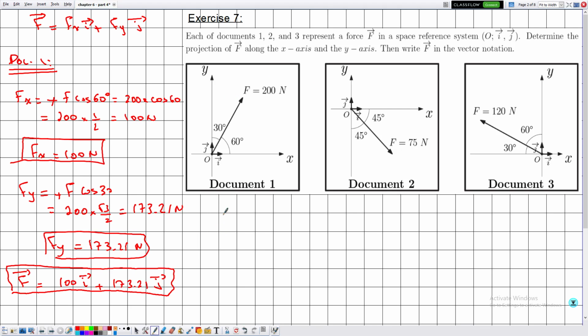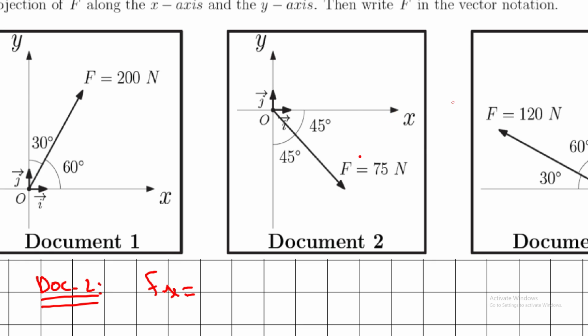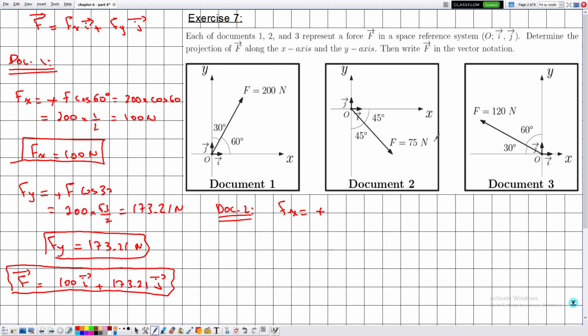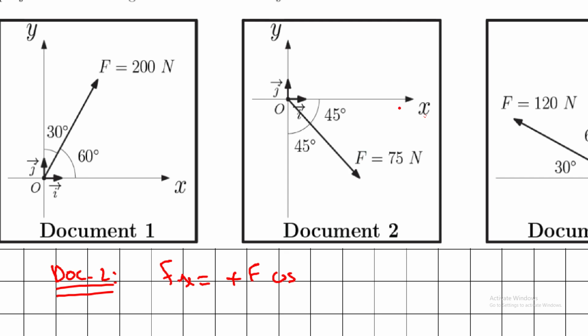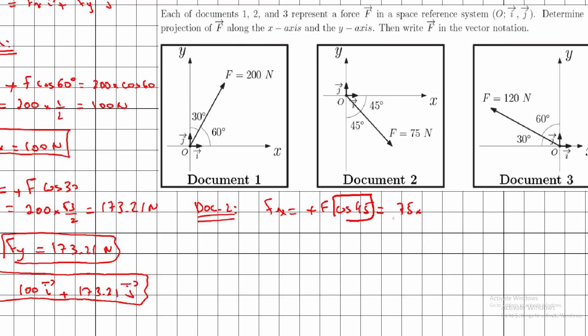Now as for document 2, let's start by the x component. So notice that the force F is pointing in the same direction of the x-axis, so it's positive, multiplied by the magnitude of F times the cosine of the angle. The angle between the force F and the x-axis is given by 45. Now the value of F is given by 75. The value of cosine 45 is given by radical 2 over 2.